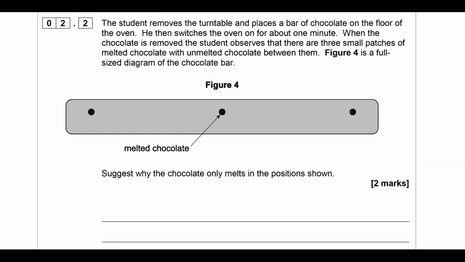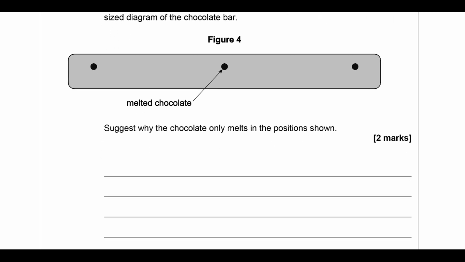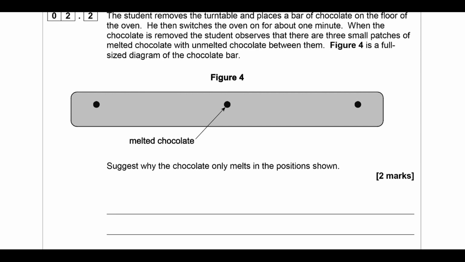Okay, so the student removes the turntable and places a bar of chocolate on the floor of the oven, then switches the oven on for about a minute. When the chocolate is removed, the student observes there are 3 small patches of melted chocolate with unmelted chocolate in between them. Now we've got a half-size diagram of the chocolate bar. Suggest why the chocolate only melts in certain positions.